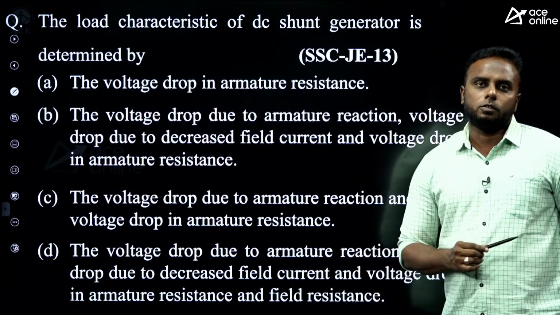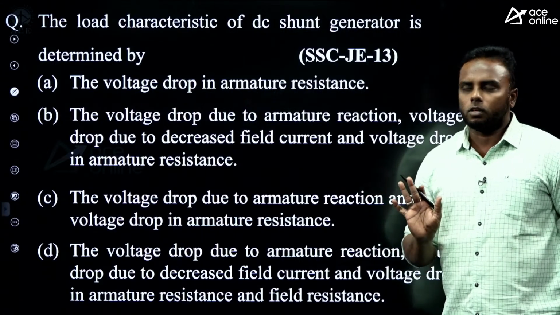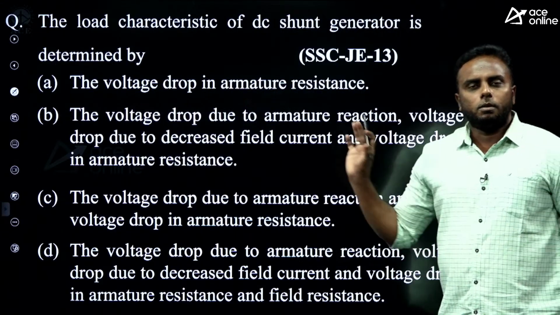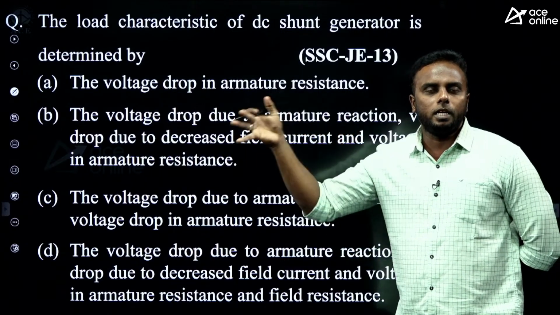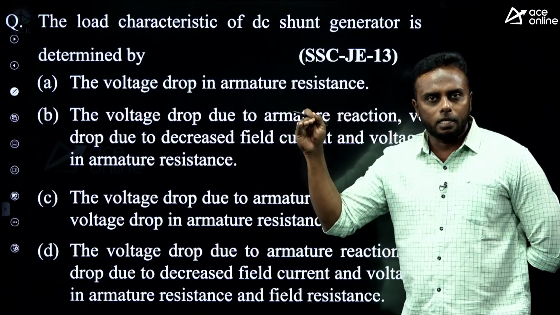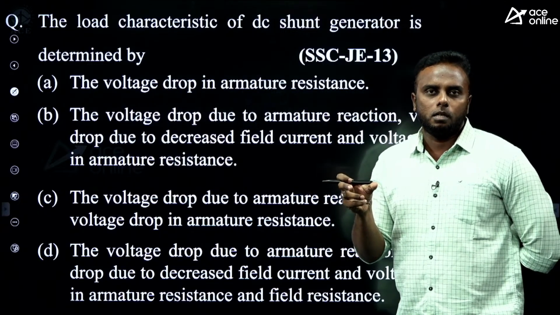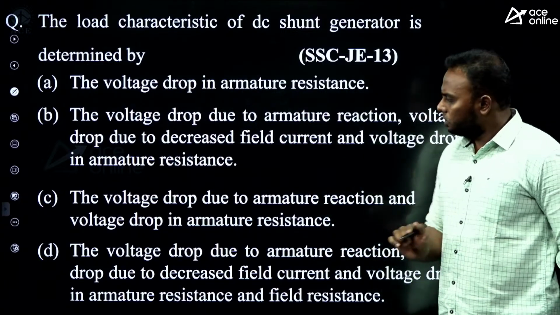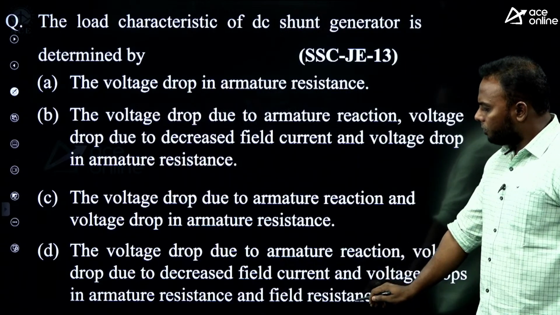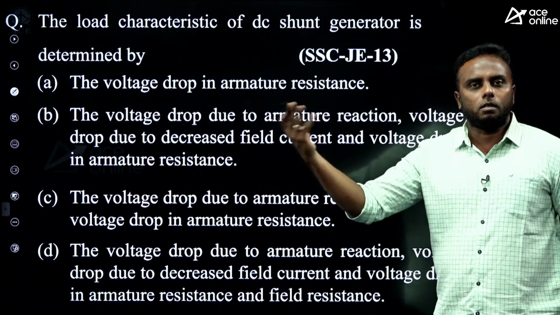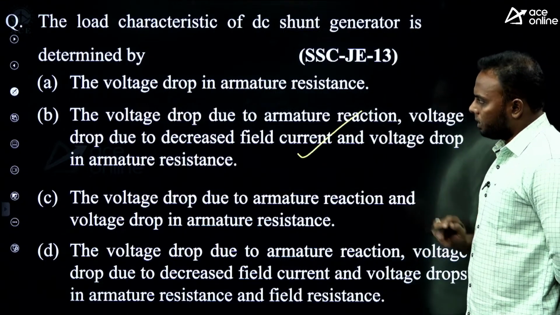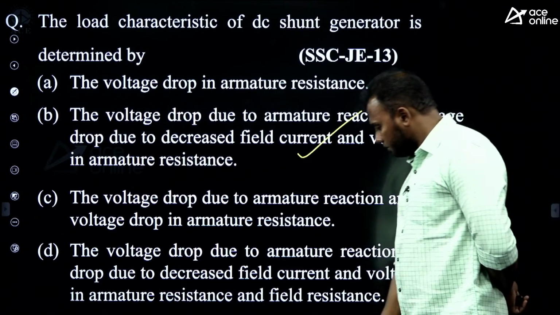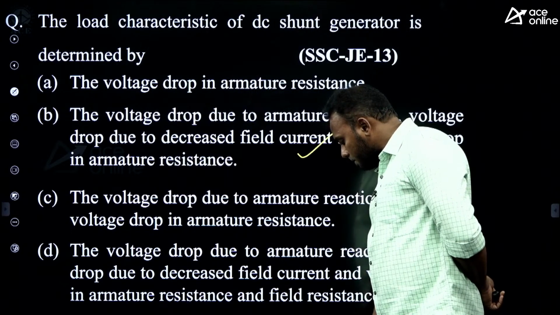field resistance also given. Field resistance we need not consider, because in the previous diagram the drop is due to armature resistance, armature reaction and field current drop only, because as field current decreases, flux in the generator decreases and the voltage will decrease. So these three only, but not field resistance, because that loop is different. So option B is correct. Okay. Next question.